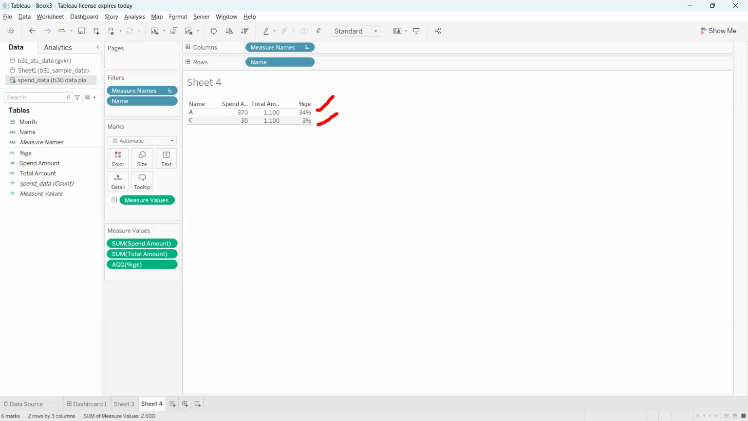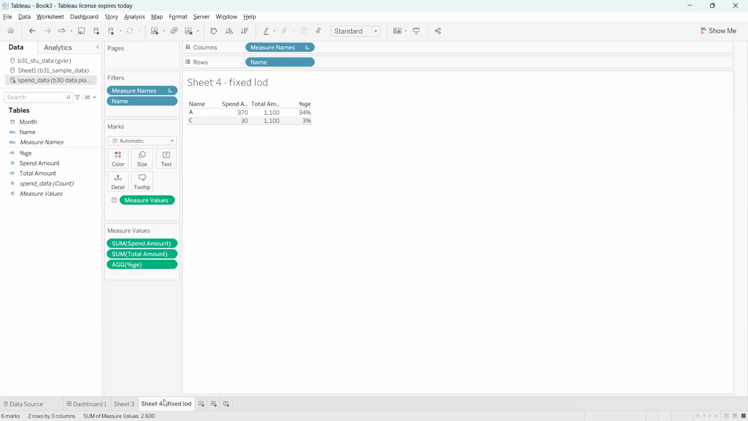Okay. So if you want to achieve this type of requirement, even if you are filtering some persons here, but still you want to see the same percentage for person A and person C, then we have to go for this fixed LOD. I'm just renaming my sheet 4 to fixed LOD percentage here.